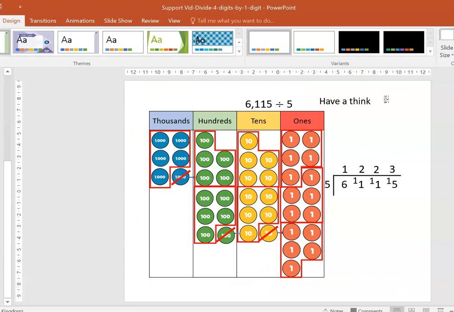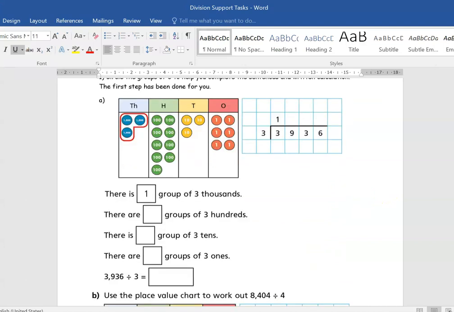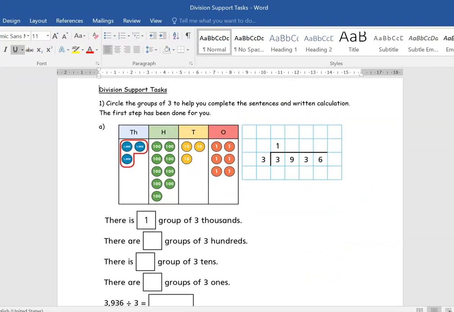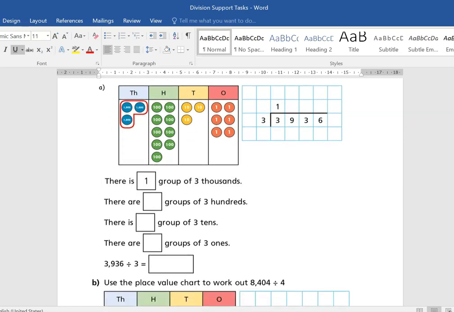But if you're not feeling very confident, and you still like a little bit more practice, I can just show you. Here are the support tasks for today. Ooh, I'm running it off the screen there. So it works very much like the ones that we just did in the video, and it builds up in 3 stages for you. The first one, you've got some counters to help you as well. So this first question here is 3,936 divided by 3, and you can just start grouping the 3s there to help you work out that answer, and you fill in the answers there.